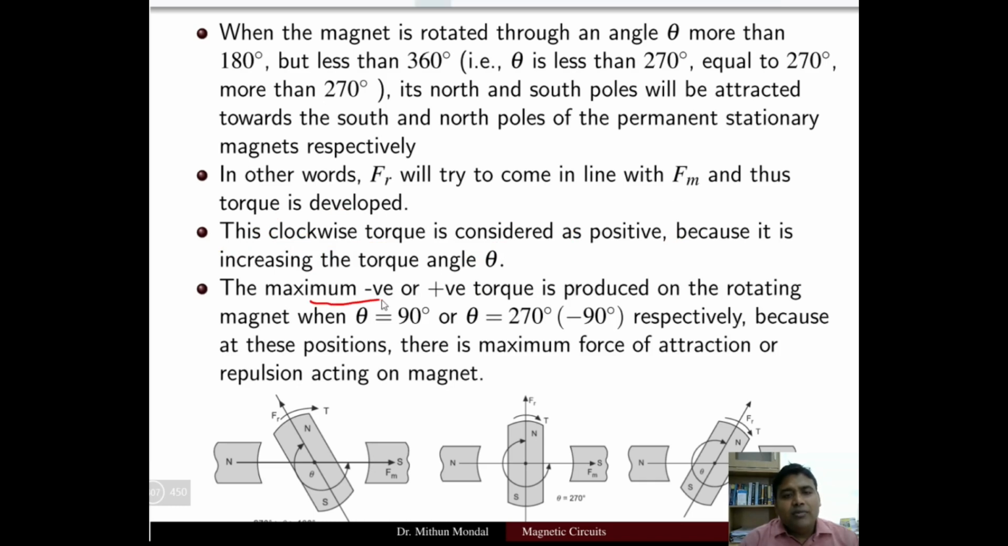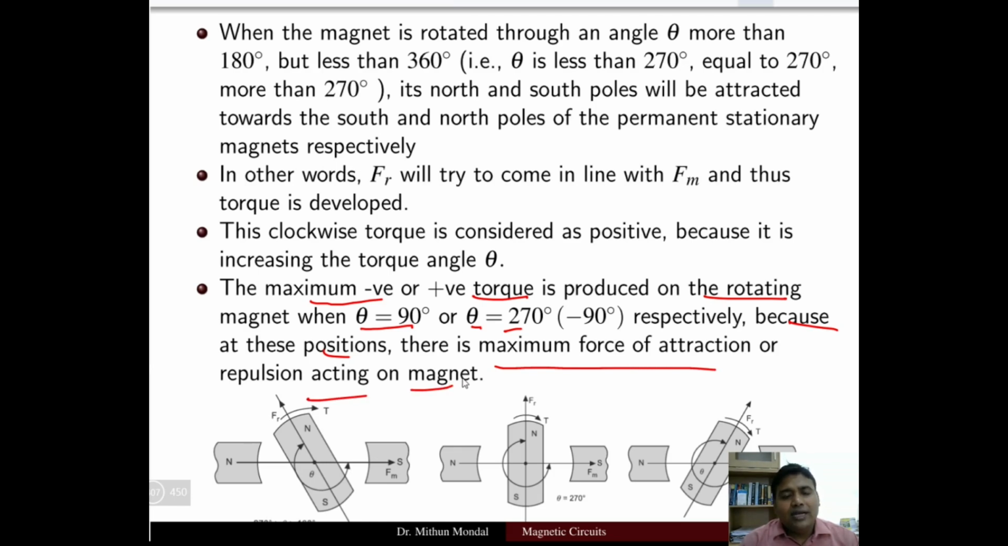So the maximum negative or positive torque is produced on rotating the magnet when theta is equal to 90 or theta is equal to 270 degree respectively, because at this position there is maximum force of attraction or repulsion acting on the magnet.